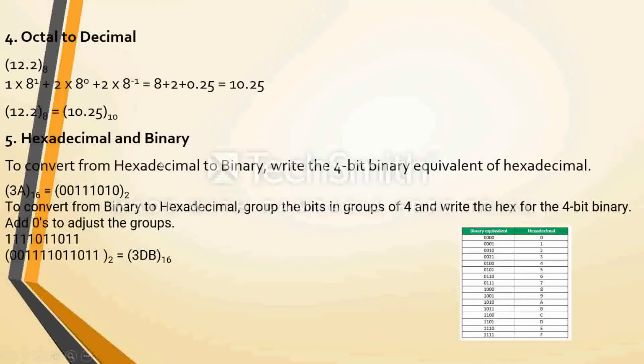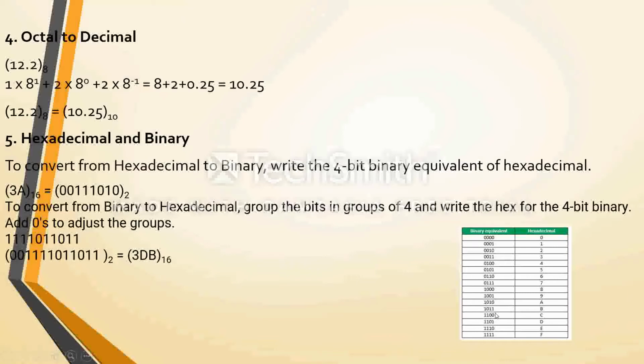Then the last example is converting hexadecimal number to binary. How to convert it? In order to convert hexadecimal number to binary, write the 4-bit binary equivalent of decimal. That is, 3A is a hexadecimal number. How do we represent 3 in binary? In terms of 4 bits, it is 0011. Similarly, A is represented as 1010.